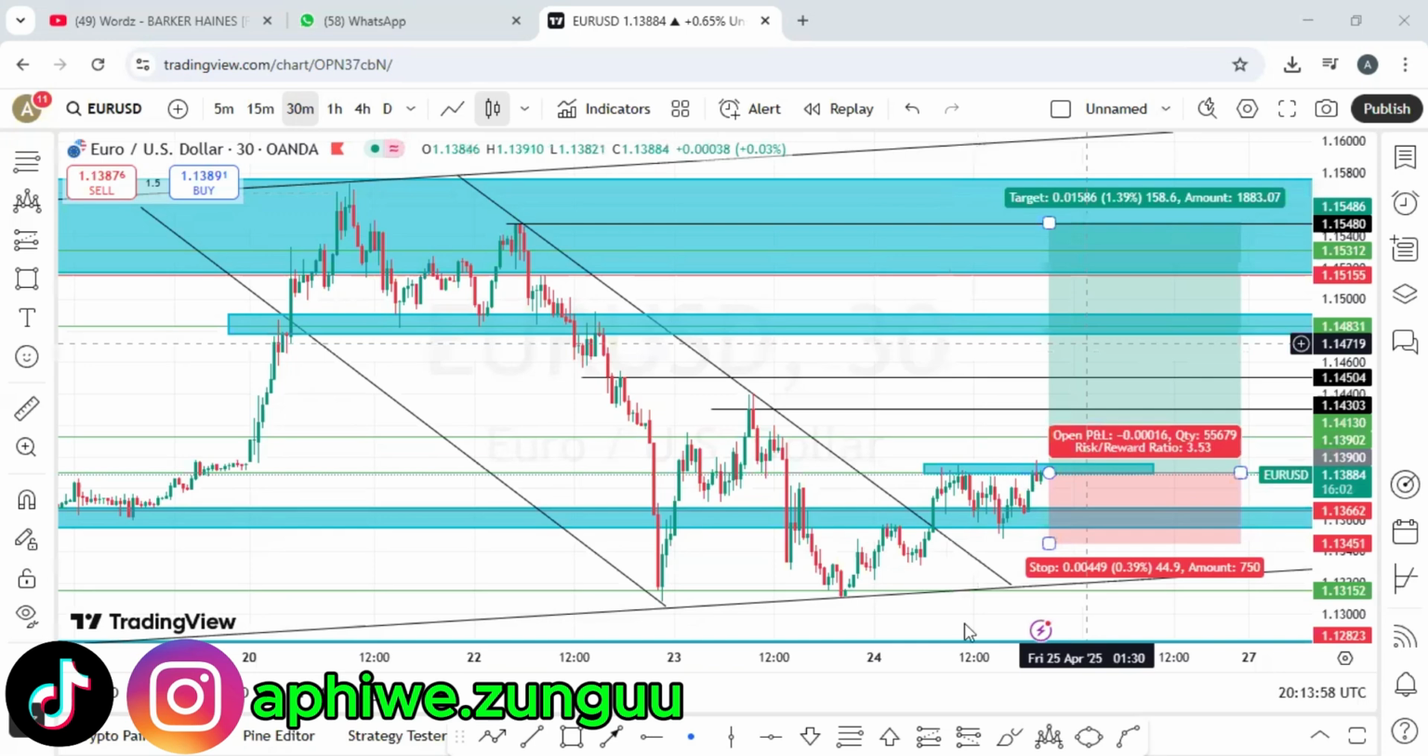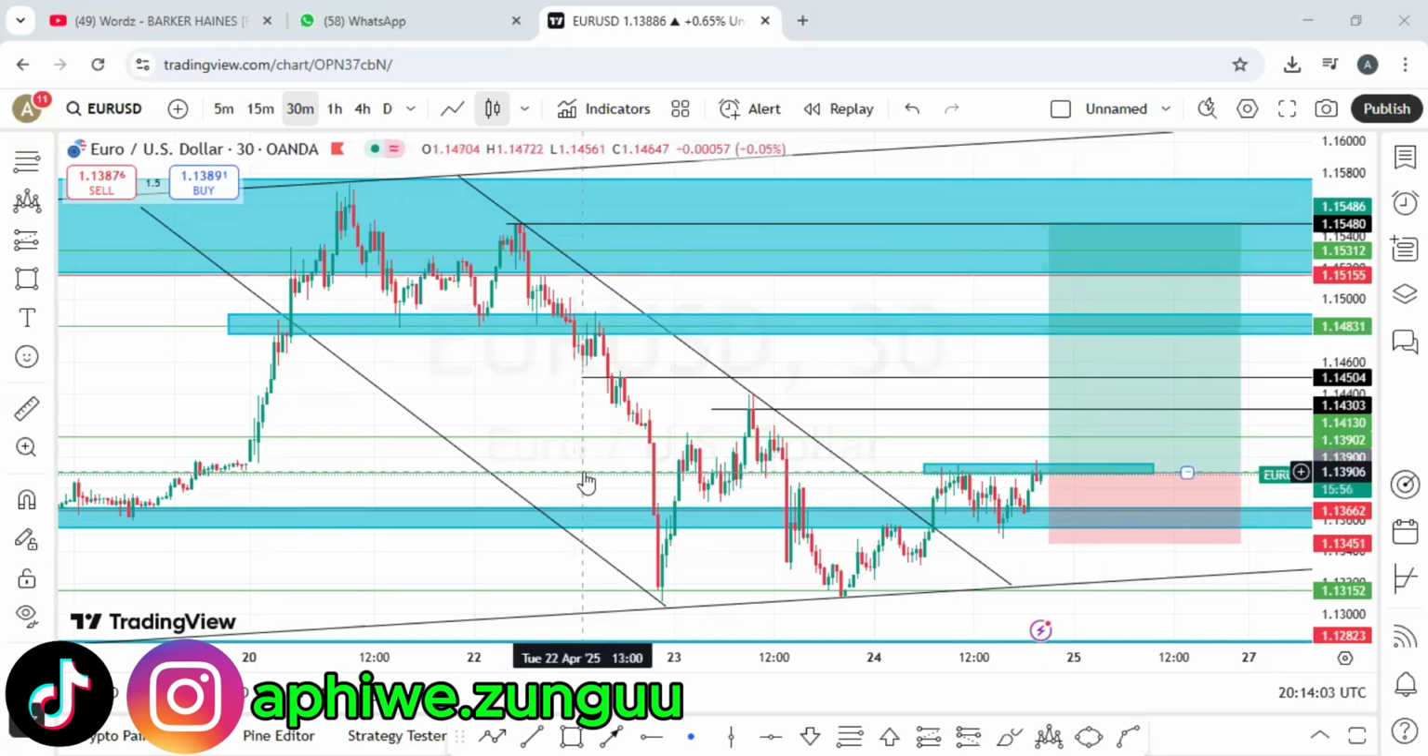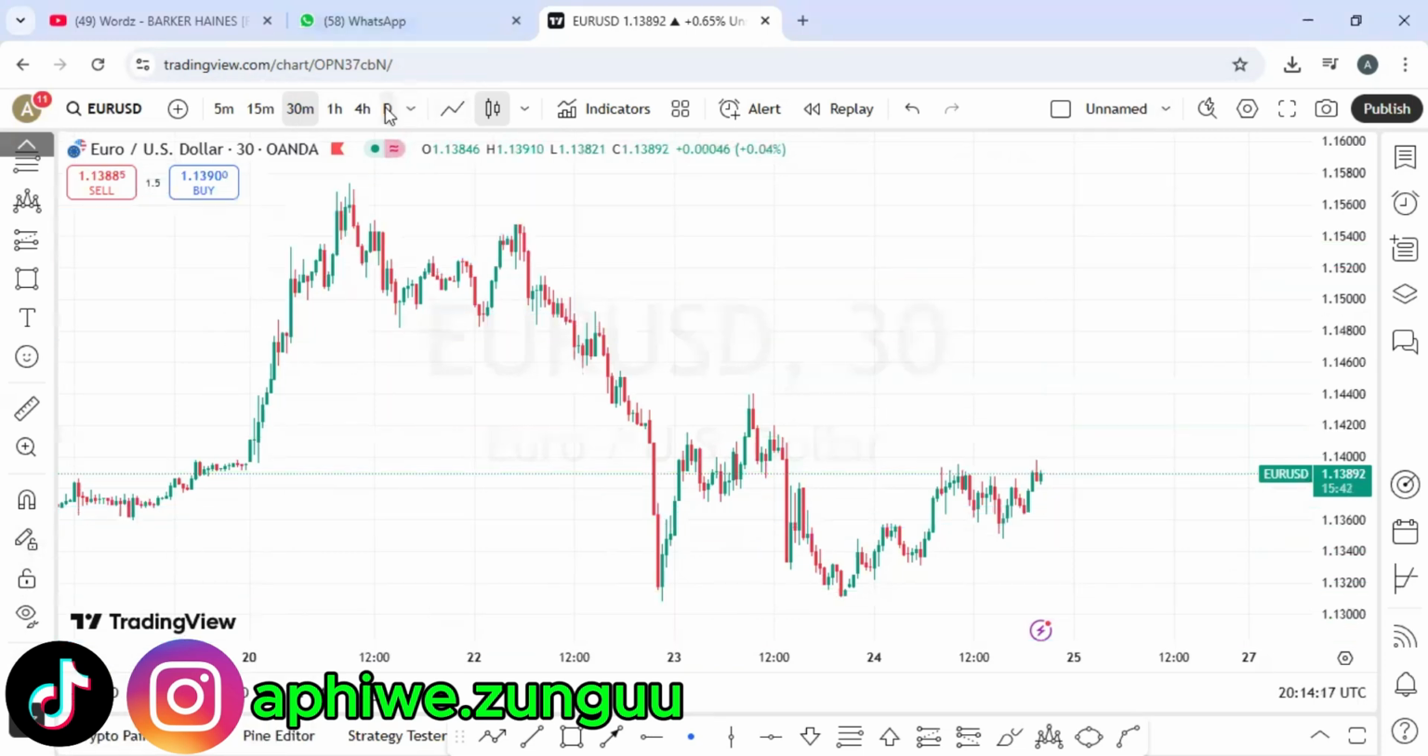As you can see right here, I'm open to Euro/USD. So in Euro/USD, I'm currently seeing buys. As you can see right here, I'm currently waiting for buys. And let me just delete everything so I can start this analysis from the start, you know.